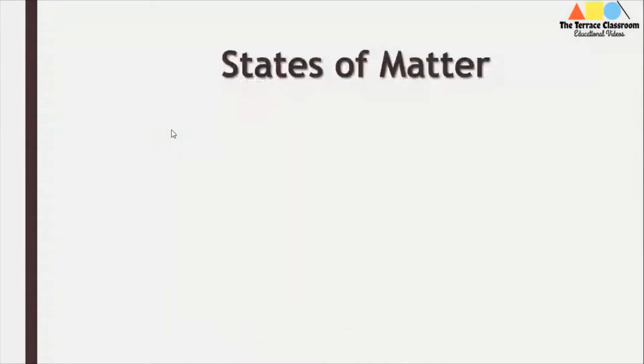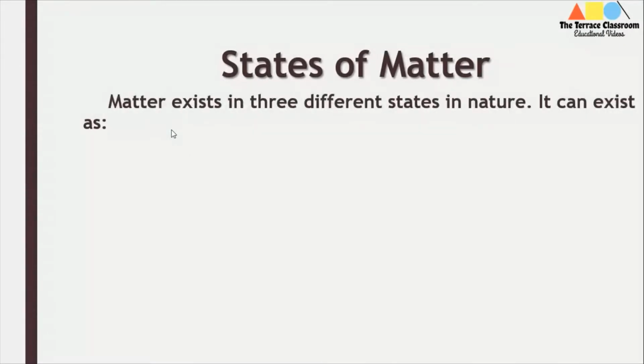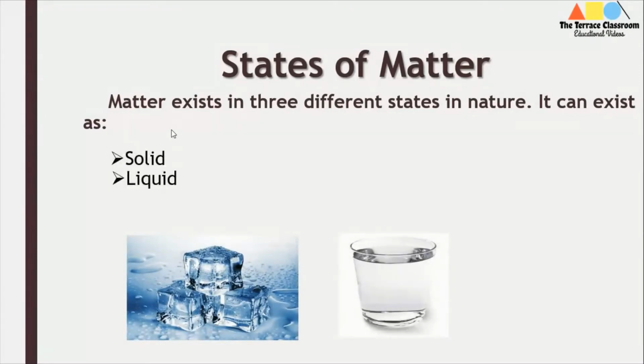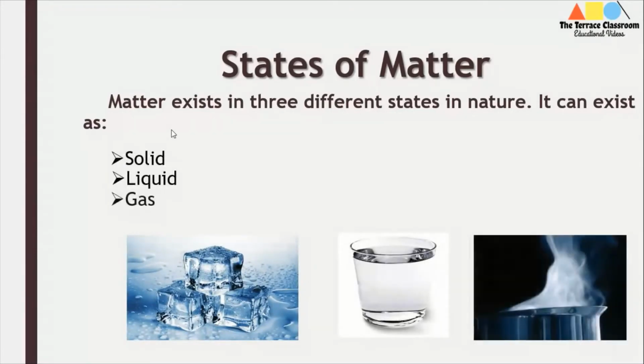Let us learn the different states of matter. Matter exists in three different states in nature. It can exist as solid, liquid, and gas. So, let us take an example from daily life. Ice is the solid form of water. Water, as we know, is the liquid form, and water vapor is the gaseous form of water.